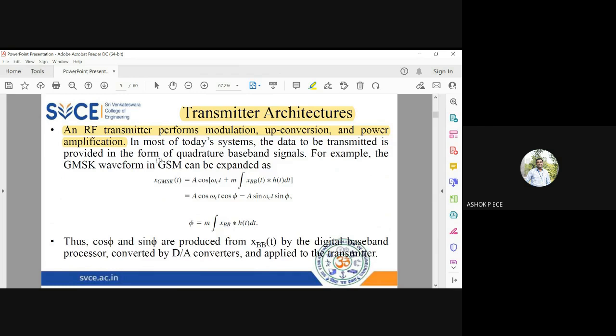So in today's architecture, GSM uses GMSK modulation, the Gaussian minimum shift keying technique, and the signal is going to follow this one. In Gaussian minimum shift keying, the signal is A cos omega ct cos phi minus A sin omega ct sin phi, and phi is going to be this integral. So phi is the actual signal multiplied by the baseband processor. Cos phi and sin phi are produced from the baseband signal in phase and quadrature phase.